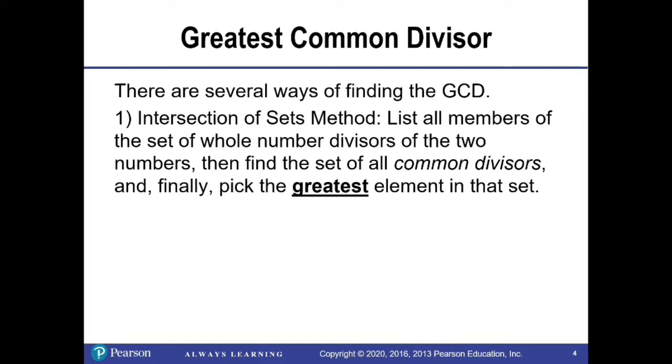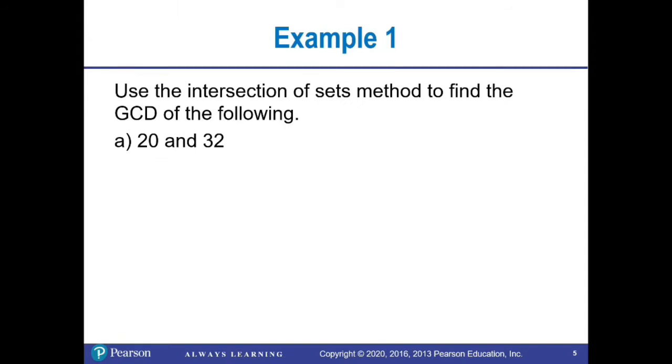The first method is called the intersection of sets method. So here we list all of the divisors of our numbers. Then we're going to pick the greatest number that is in both sets. So here's how this works. Let's suppose we want to use the intersection of sets method to find the GCD.